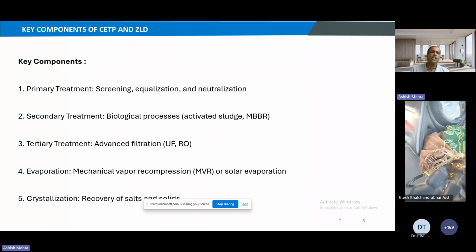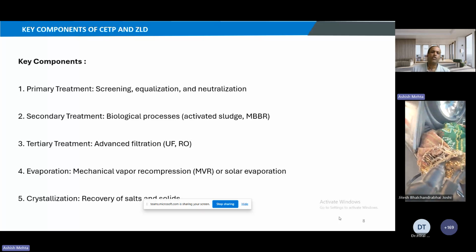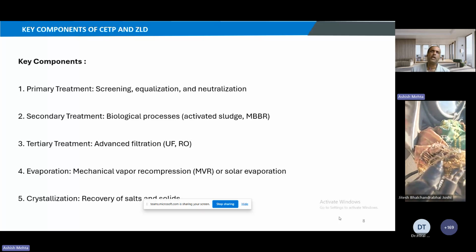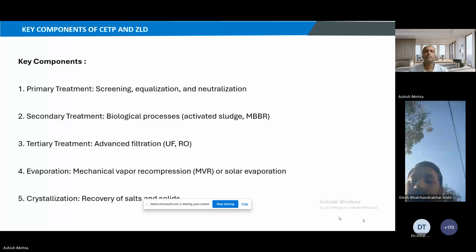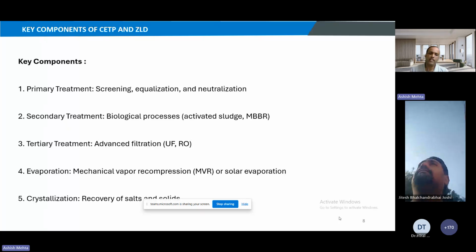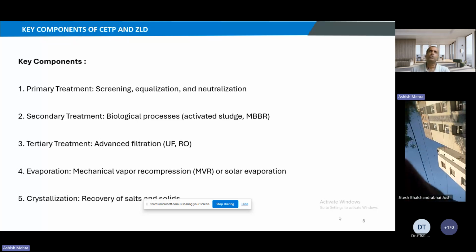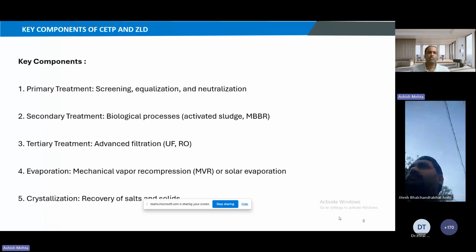That reject needs to be further concentrated by means of solar evaporation, by means of multi-effect evaporator, or by means of new technologies like MBR system. And finally, there is a crystallization where all the remaining concentrated liquid is converted to salt and solids. So in a nutshell, these are the 5 important components for any CETP ZLD system or process.